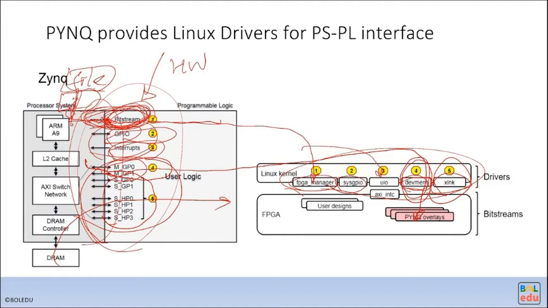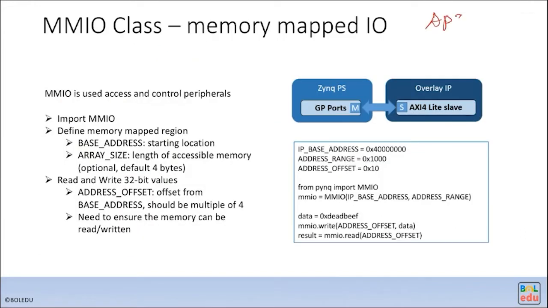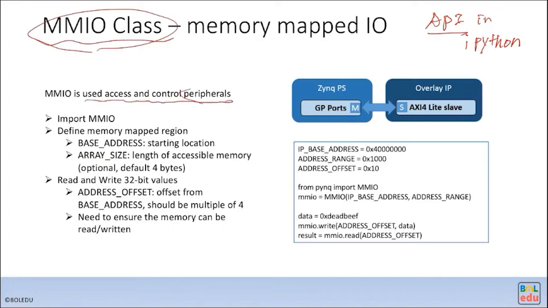Okay, so there's an API in IPython, MMIO. MMIO is used to access and control the peripheral. This is the kernel function. On the hardware side, you use a general purpose port, and then in your kernel function, you specify the interface as AXI Lite, so that you can connect them.